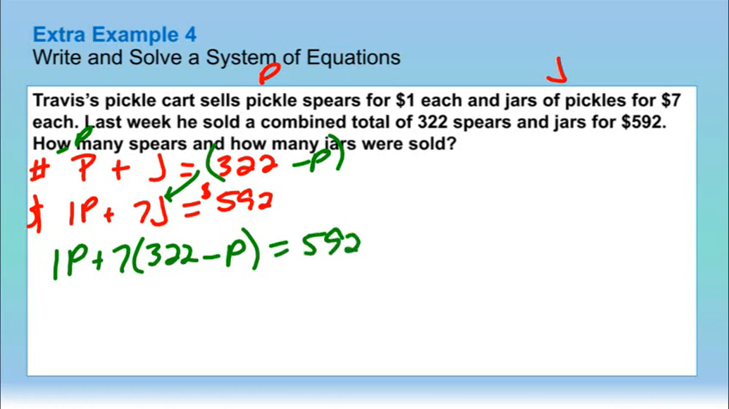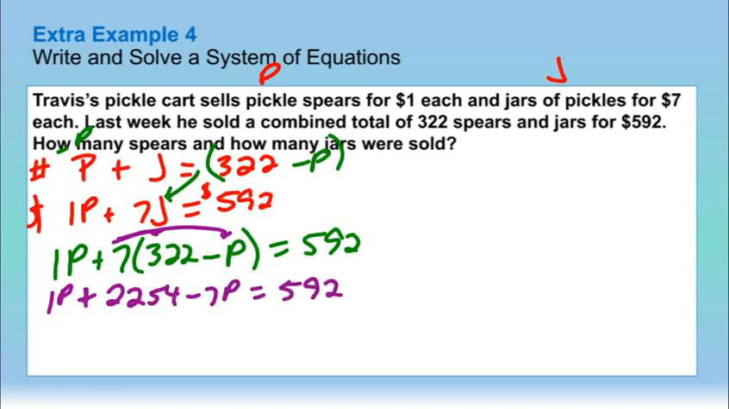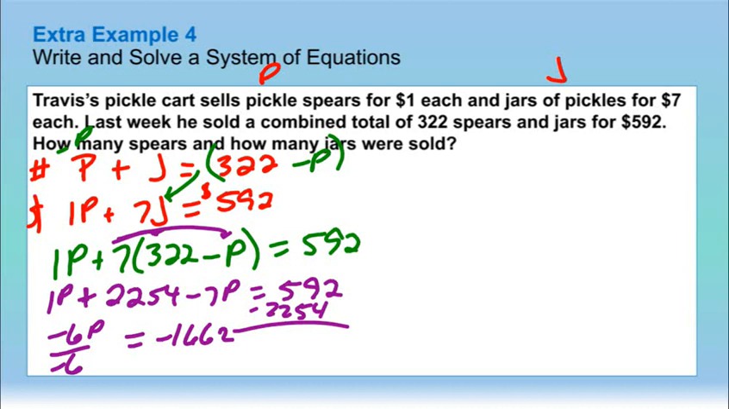And I distribute. So I have 1P plus 322 times 7 is 2254 minus 7P equals 592. So I have a negative 6P. If I subtract 2254, 592 minus 2254 gives us negative 1662. To get P by itself, I divide by negative 6.